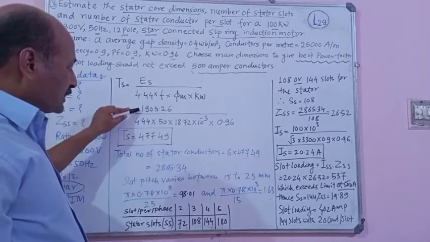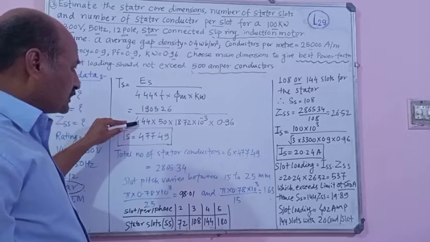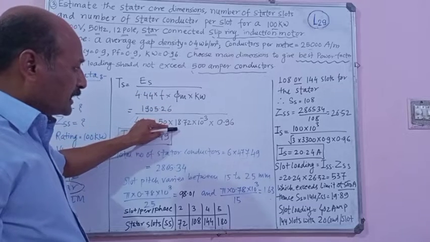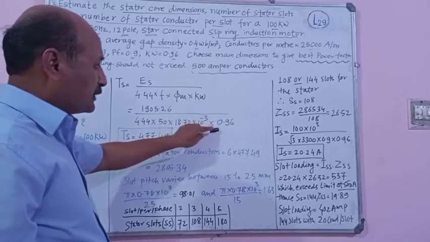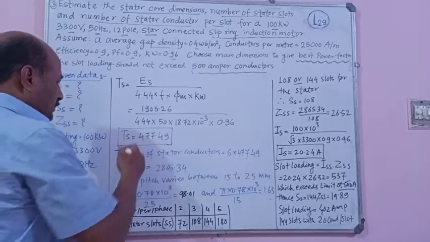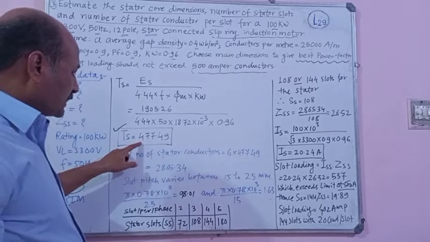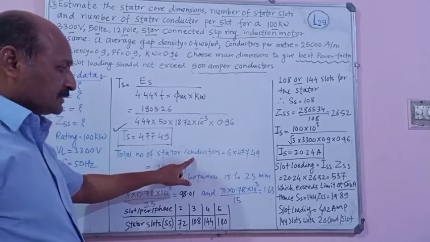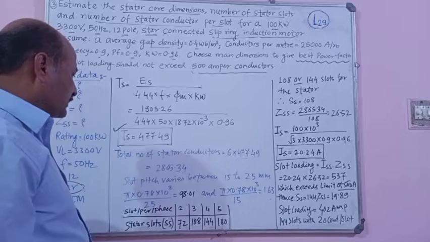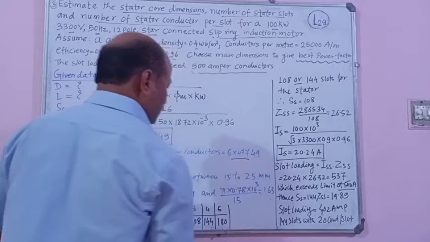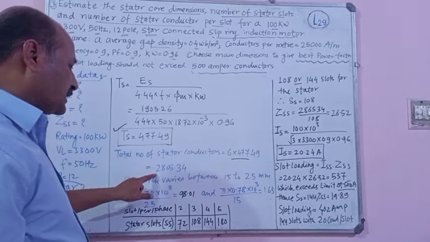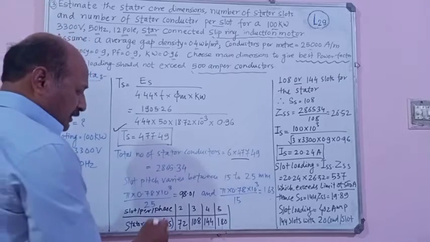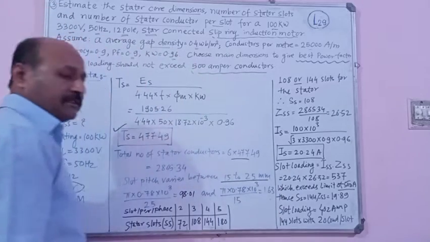So we have ES equals 1905.25, 4.44 is the constant, supply frequency F is given 50, phi m we have evaluated 18.72 into 10 to the power minus 3, and value of kW equals 0.96. So in this way, we have the value of TS equals 477.49. Then the total number of stator conductors is given by 6 multiplied by 477.49. That is, total number of stator conductors equals 2865.34.